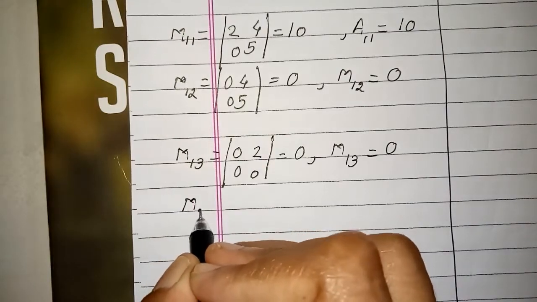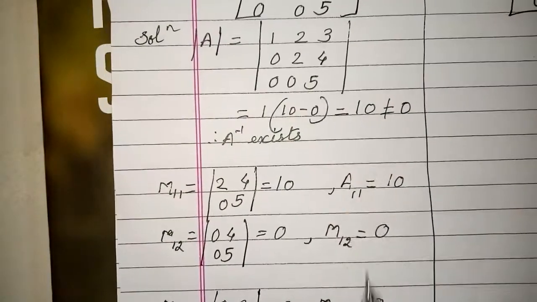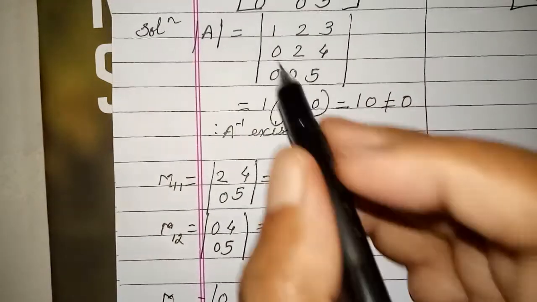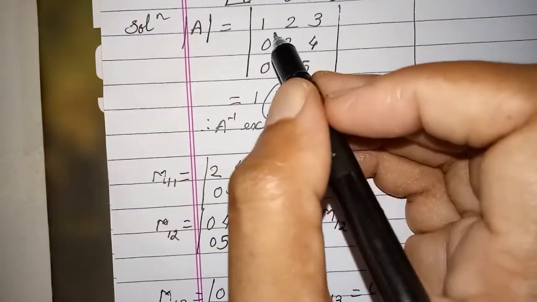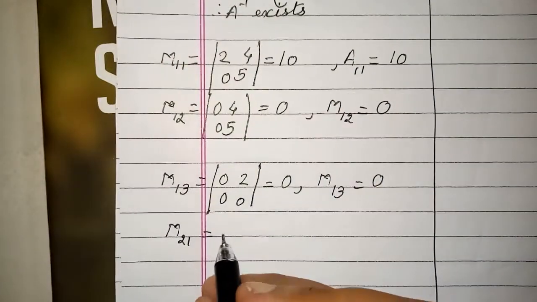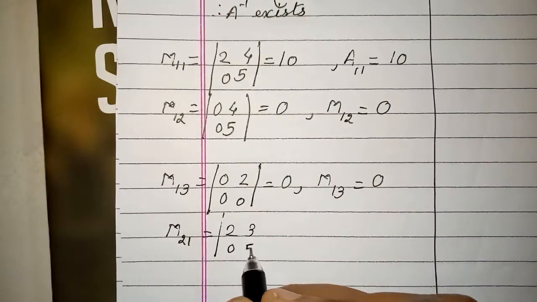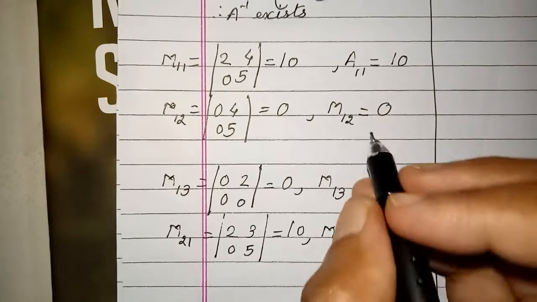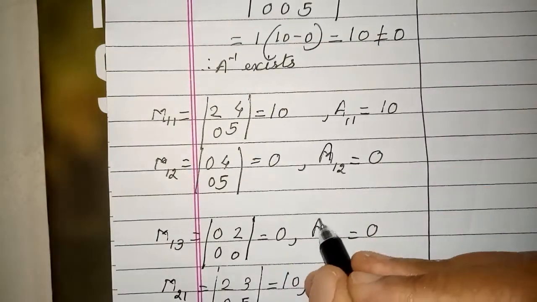Now you have to find M21. M21 means second row, first column. So it is 2, 3, 0, 5, which will be again 10. Position will be odd, no? Sorry children, here it is A, okay? Cofactor.